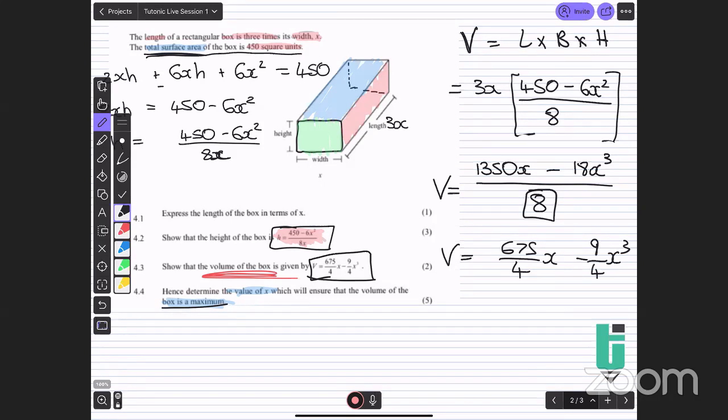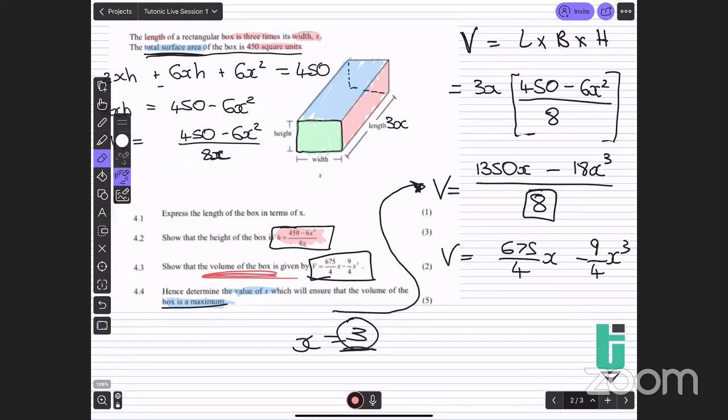Like when you solve, you get a particular x value like 3. This 3 is not the maximum. This is the x value that when you sub into the volume formula will give you the maximum. However, we'll probably get 2 answers, right? Because this is a square. But let's just see what's going on here.